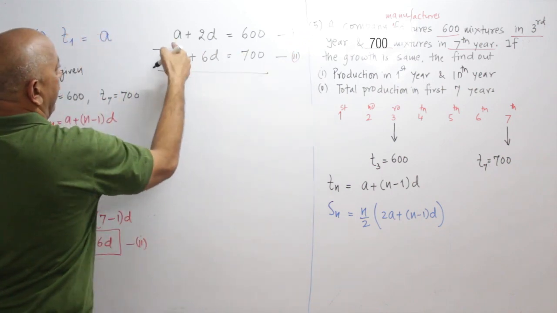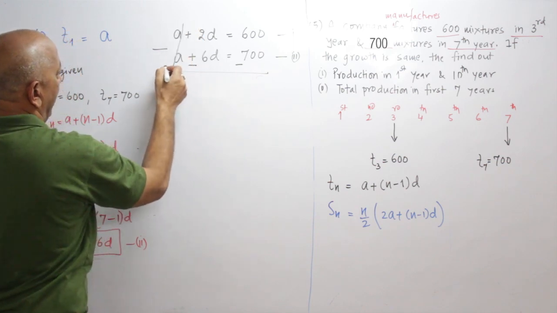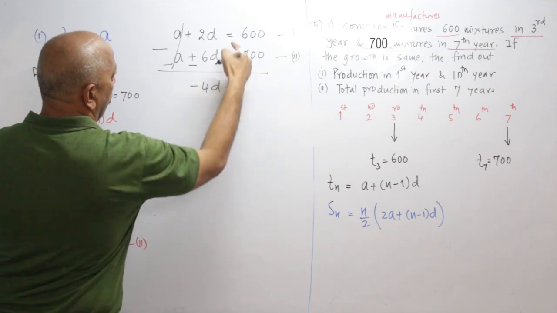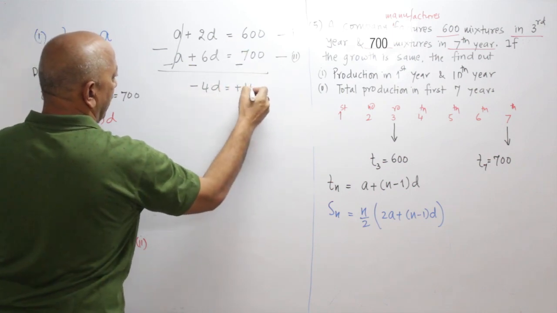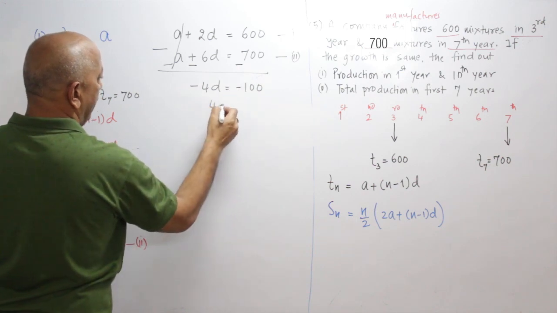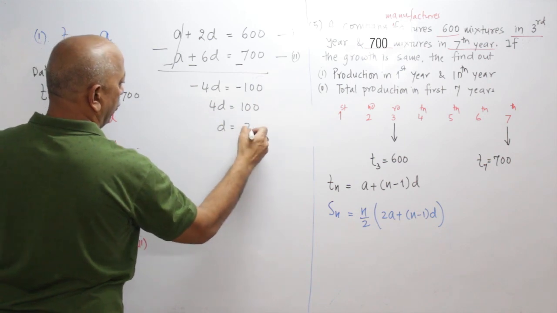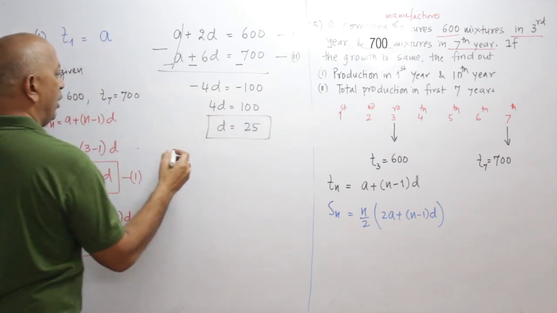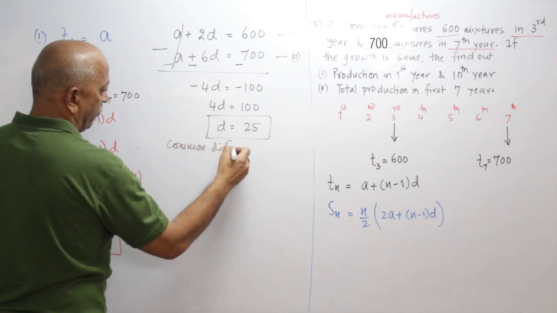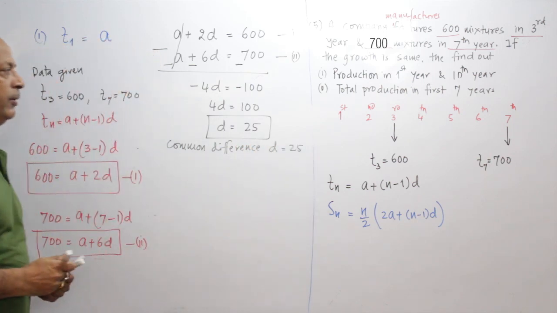I'll subtract so that I can cancel A and A. So this is a minus, this is a minus. So A minus A will get cancelled. 2D minus 6D, that is minus 4D, and that is equal to 600 minus 700, that is equal to minus 100. So 4D is equal to 100. So D is equal to 100 divided by 4, 25. So we got the value of the common difference, D is equal to 25.